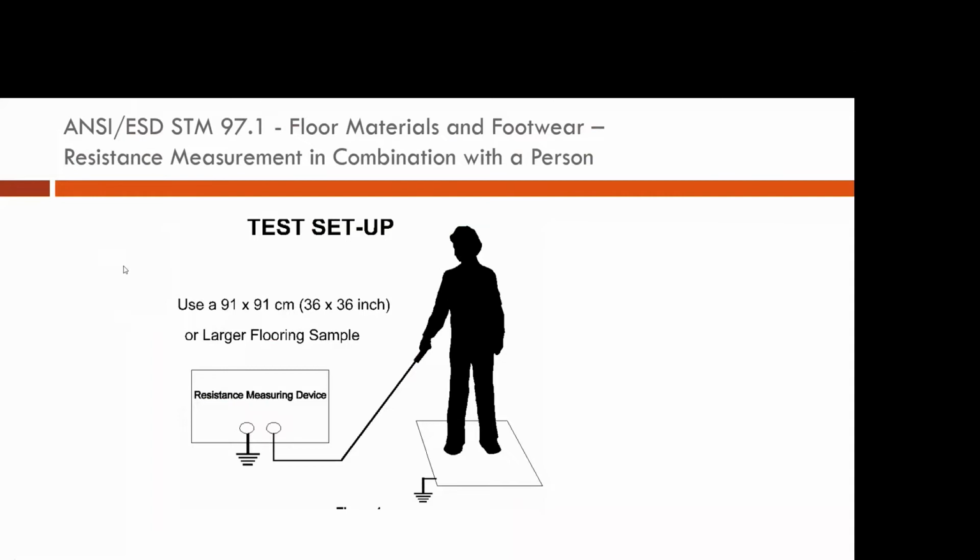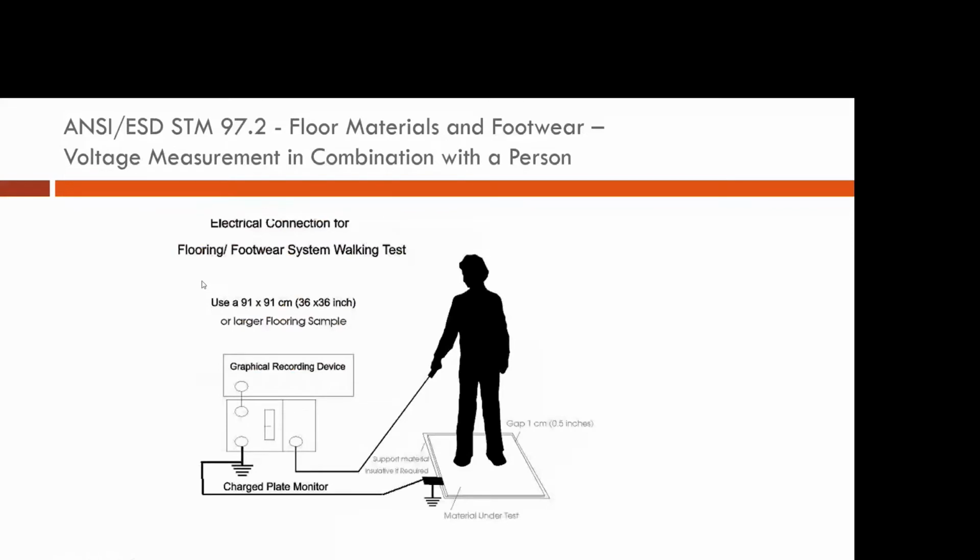The megohmmeter is connected to ground. The floor is connected to ground. It would show a continuous loop. The person would be connected. If the operator is not connected, it will show that there's a break in that loop, and it wouldn't pass testing.